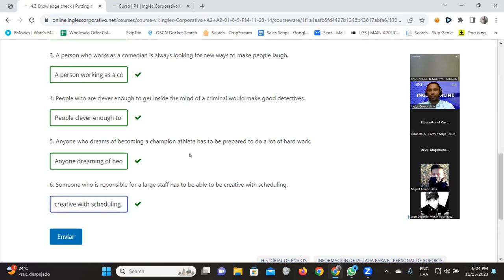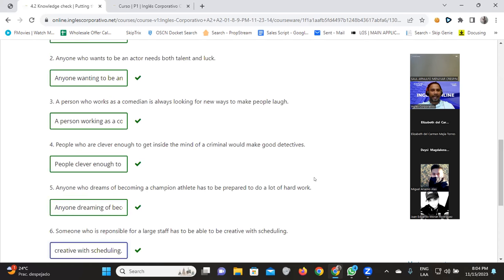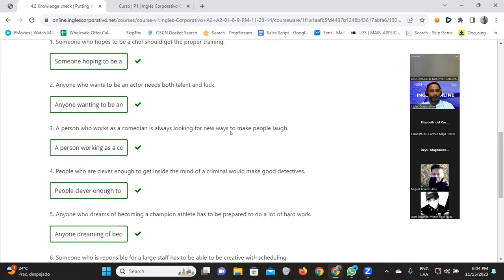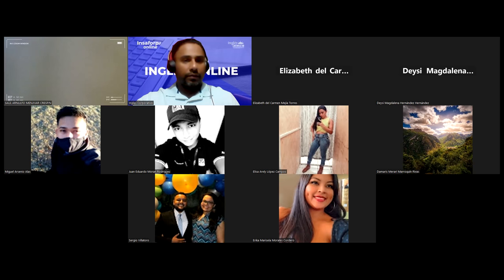Does anybody have any questions in regards to this activity on section 4.2? Questions? Anybody? Questions?